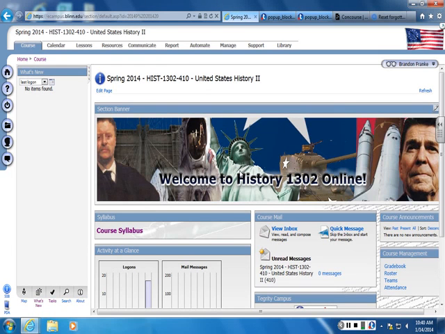600-point scale. A grade of an A, you need to make between a 600 to a 540. A B is 539 to 480. A C is 479 to 420. A D is 419 to 360. F is 359 to 0.